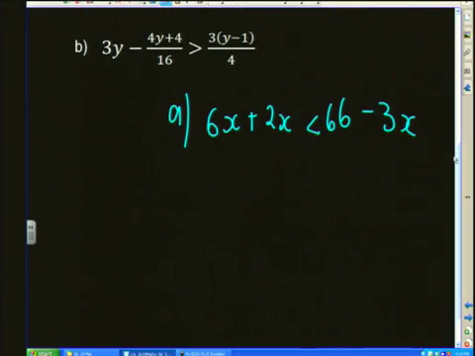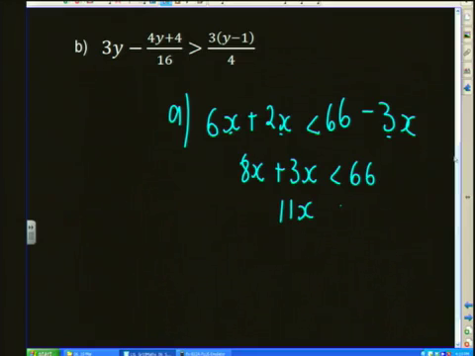All right, we then, like you would in a linear equation, collect all of your variables onto one side. So 6x plus 2x will give me 8x. Bring the minus 3x across, so it becomes plus 3x is less than 66. So 8x plus 3x will give me 11x is less than 66. Divide both sides by, whoopsie, divide both sides by 11, not by x.